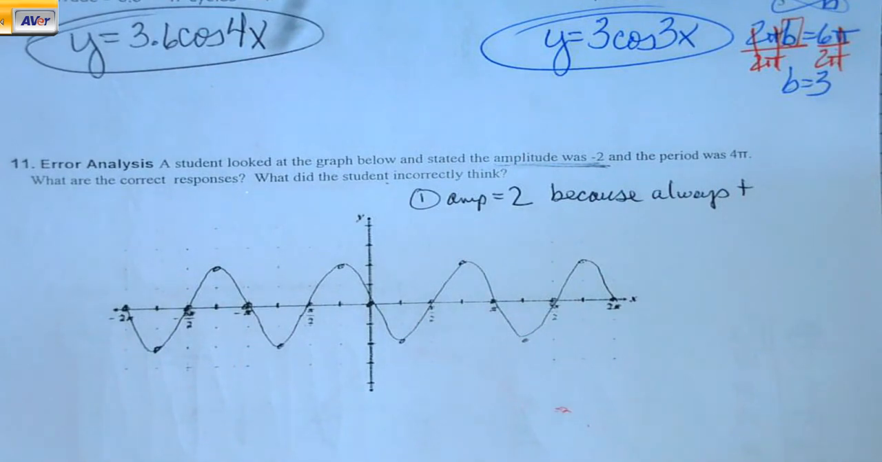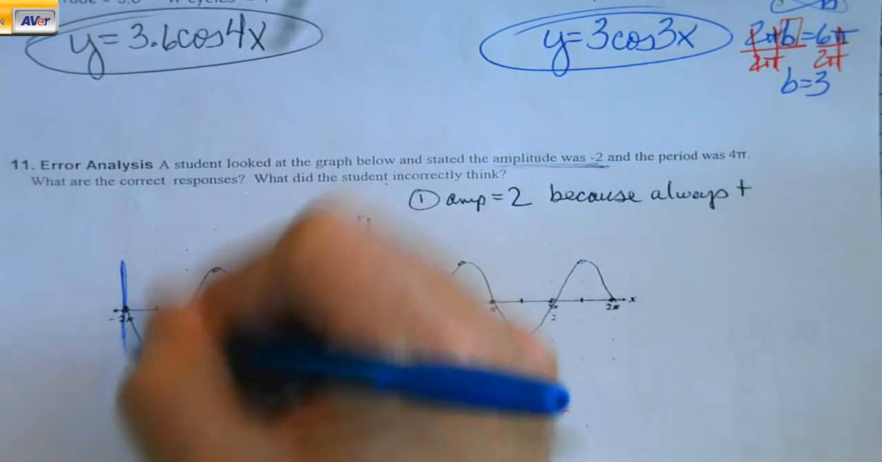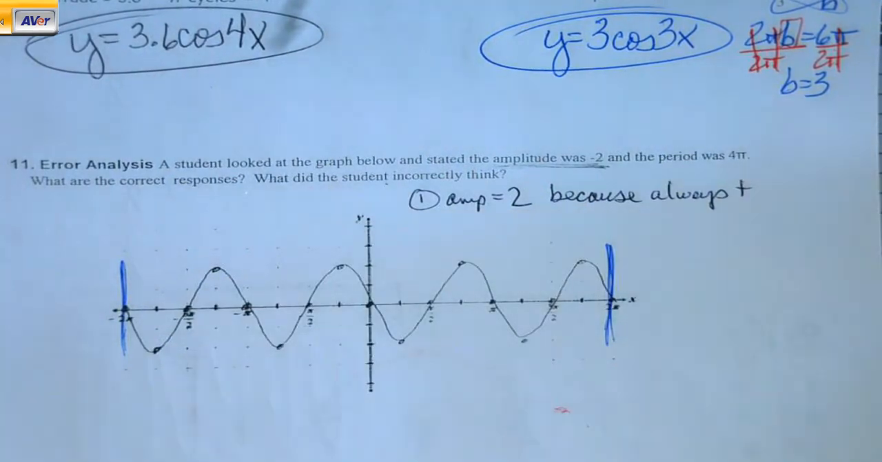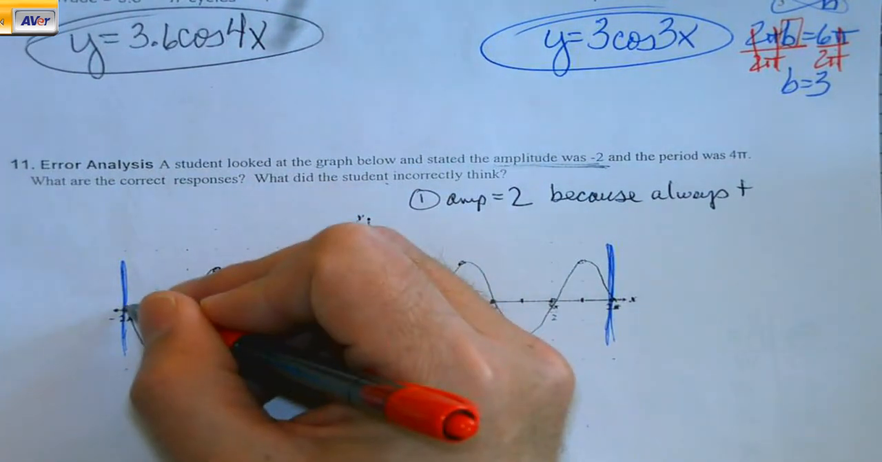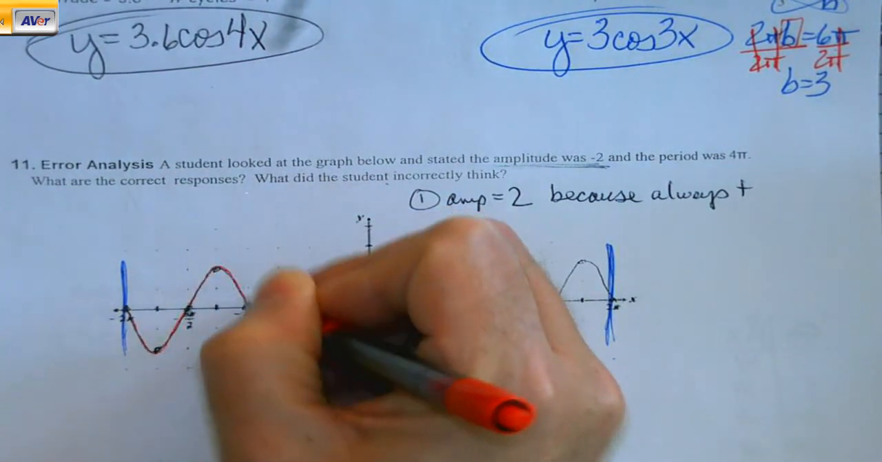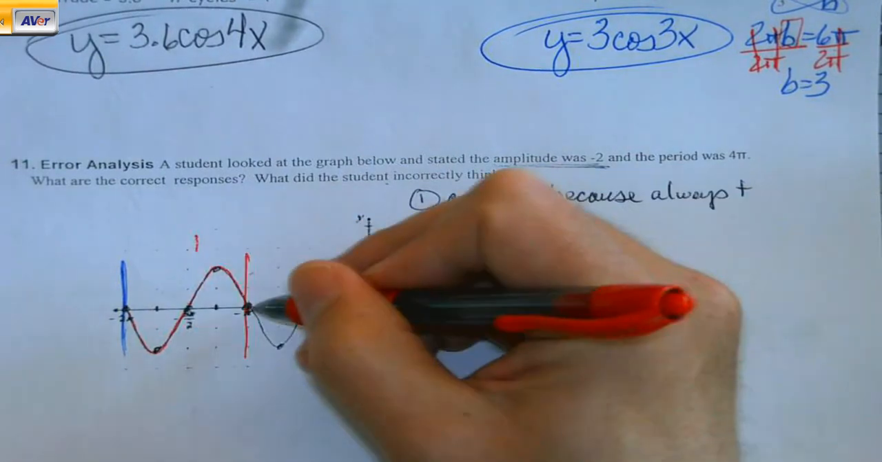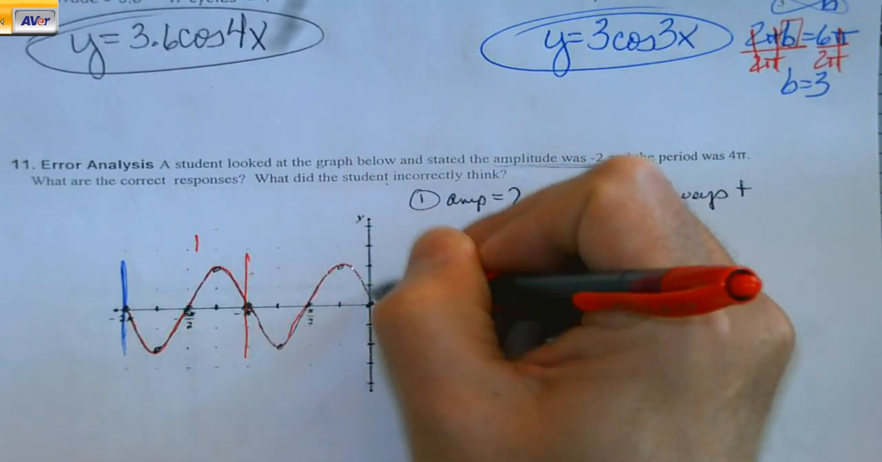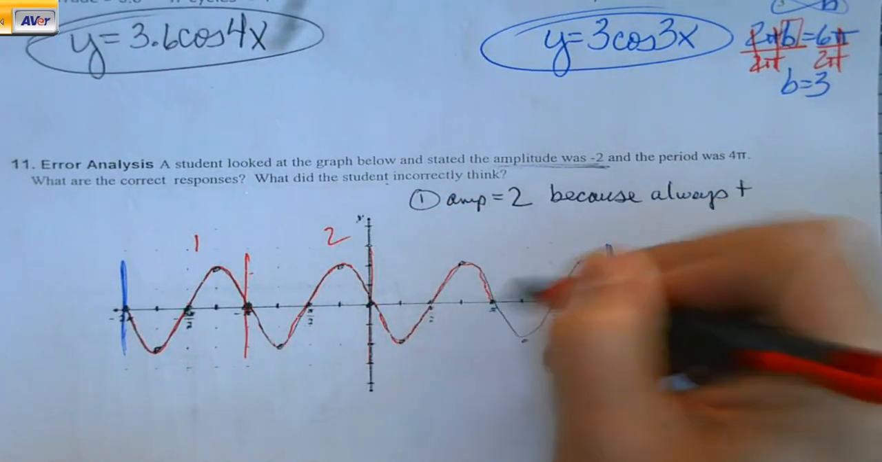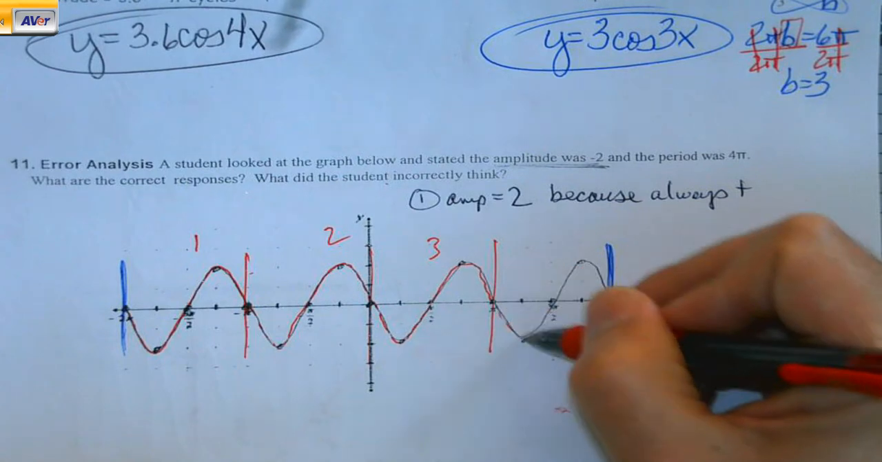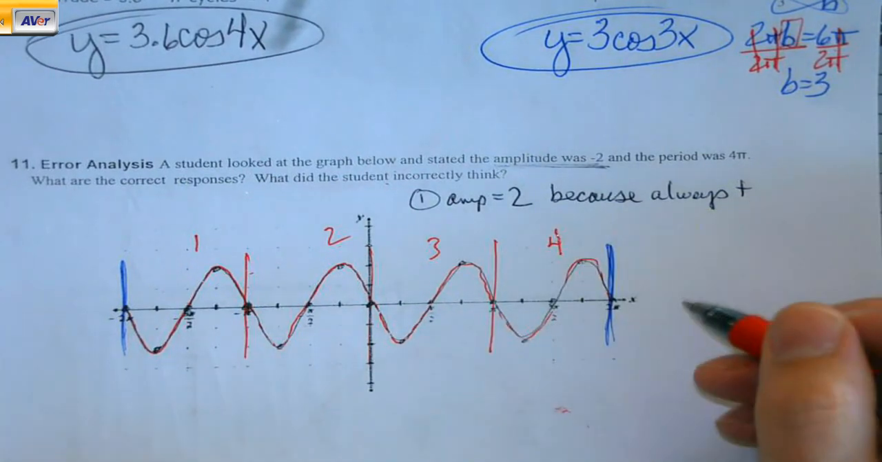They think the period was 4 pi. For the period to be 4 pi, -2 pi to +2 pi, that would have needed to have been one sine graph. Is that one sine graph? No. How many sine graphs is it? Let's see. Down, up, and back down. There's one cycle. There's 2 cycles. Up, down. There's 3 cycles. Up, down. There's 4 cycles here.